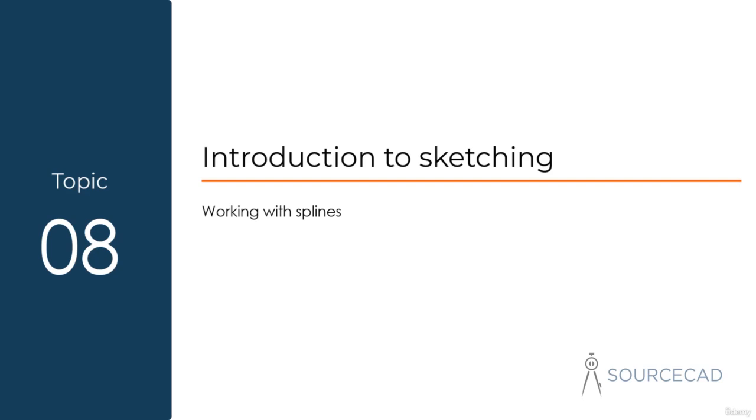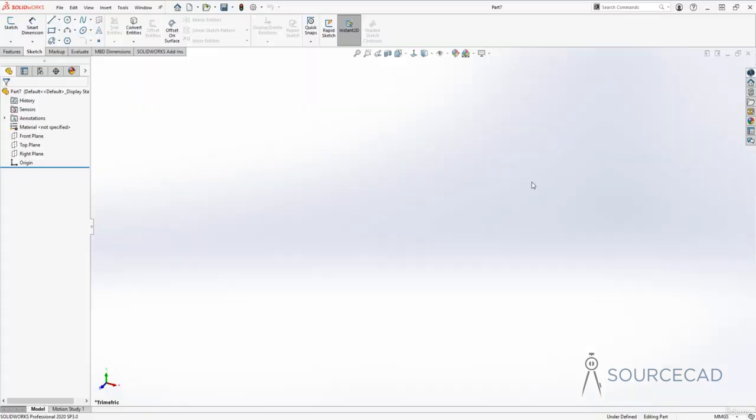Alright, so let's now talk about splines. Splines are mathematical curves, and for making a spline you don't need any fixed geometry like length, arc radius, or maybe diameter or something like that. The spline tool is again on the sketch palette right here. If you click this arrow, you'll see all the other spline options. So we have a spline and also style spline.